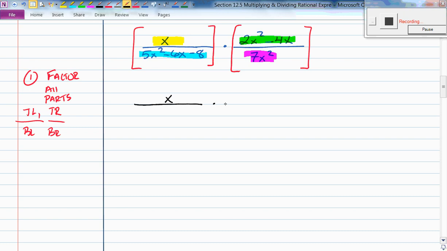Then I'm going to go to the top right. How do I factor 2x squared minus 4x? No, not a diamond problem. What can I pull out of a 2x squared minus a 4x? I can take a 2x out, right? And what does that leave me with? X minus 2. Very good, Kyle. Nice job.